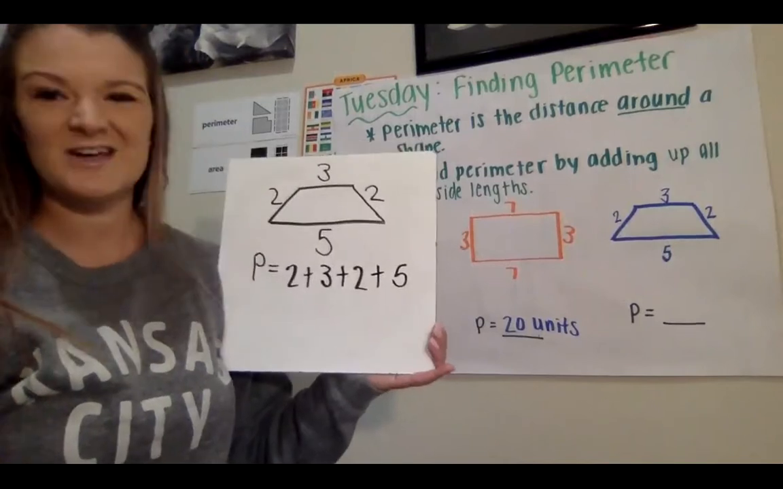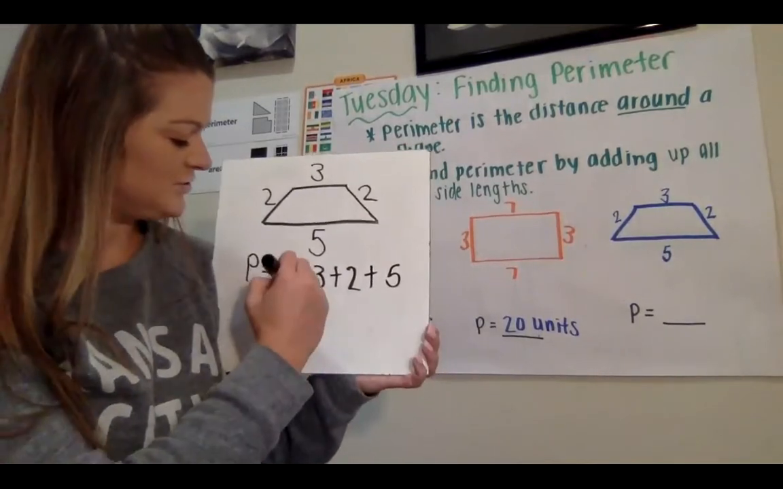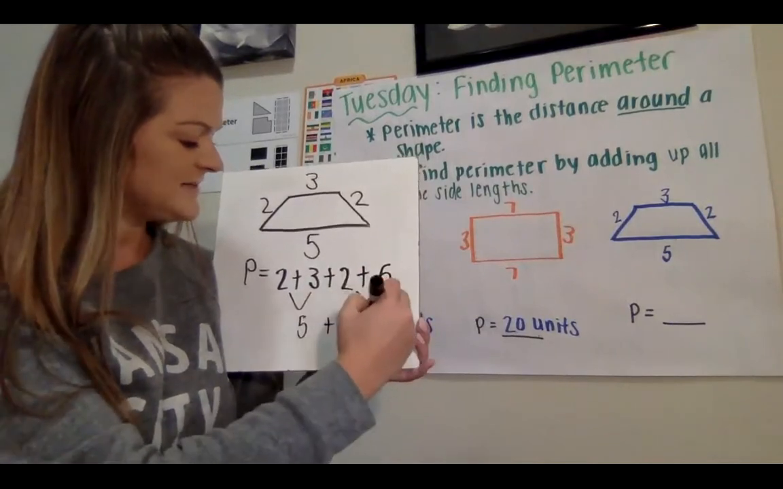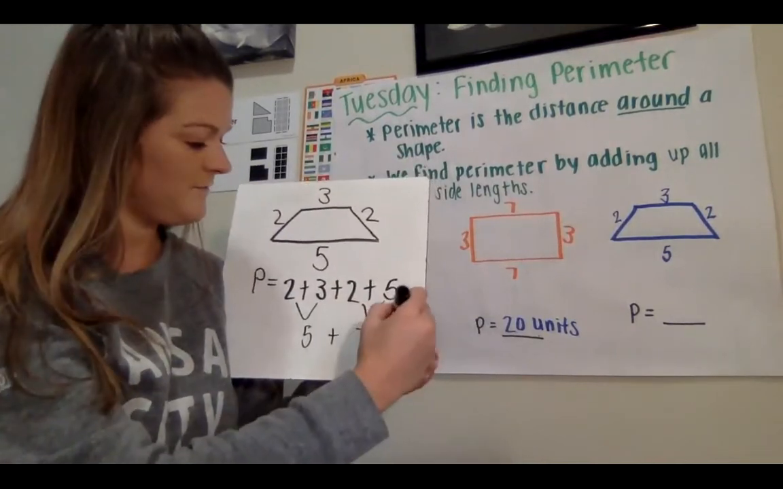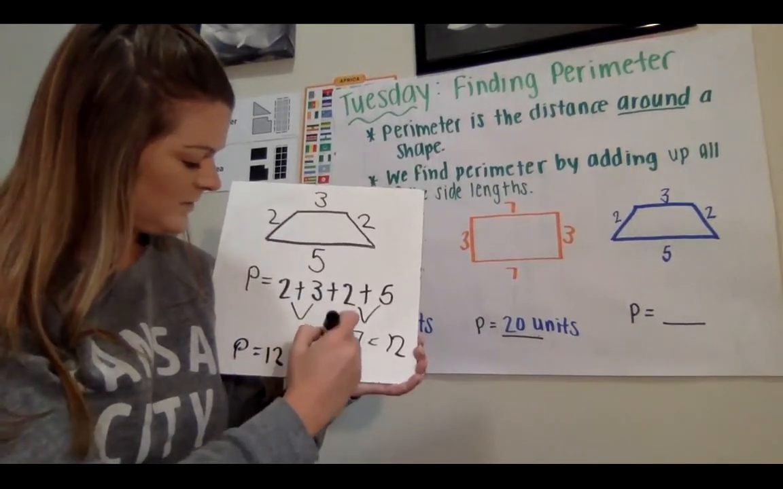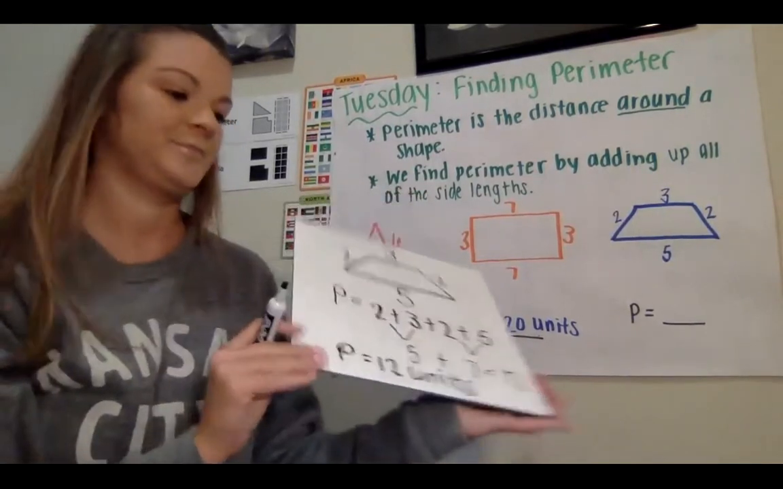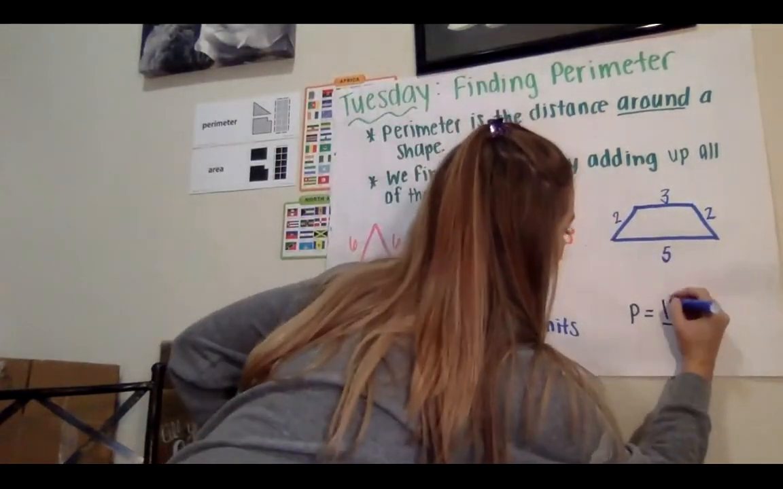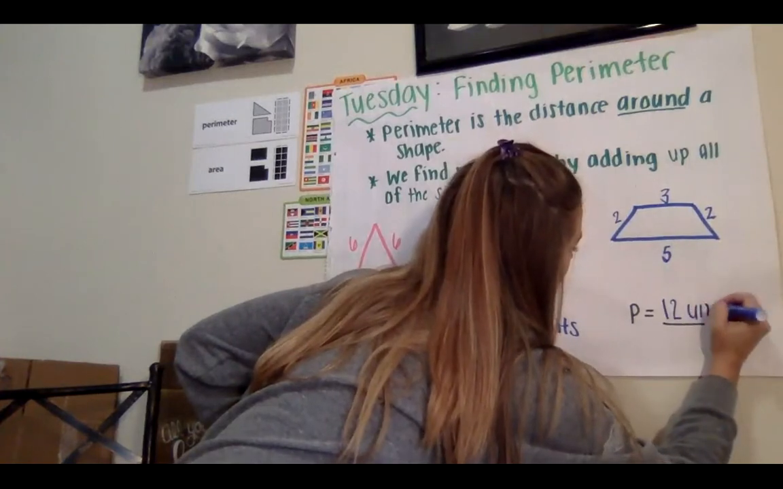For this one, I'm just going to pick pairs to add. So I'm going to do 2 plus 3, that's 5. 2 plus 5, that's 7. 7 plus 5, 12. So my perimeter is 12 units. Again, label it on my chart: 12 units.